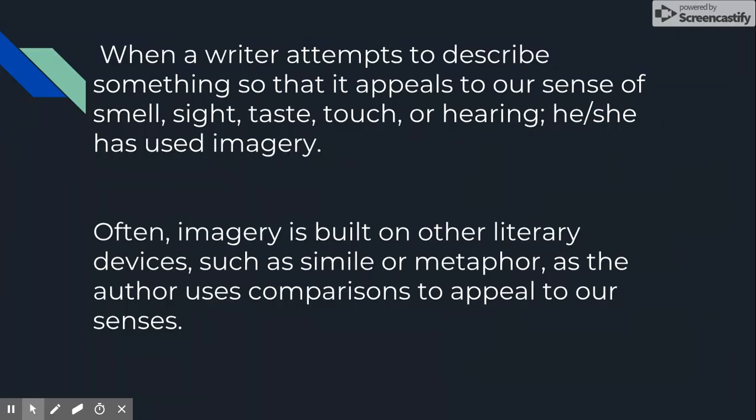Imagery is when a writer attempts to describe something so that it appeals to our senses. Often imagery is built into other literary devices, like a simile or a metaphor, so the author will use comparisons to appeal to our senses.